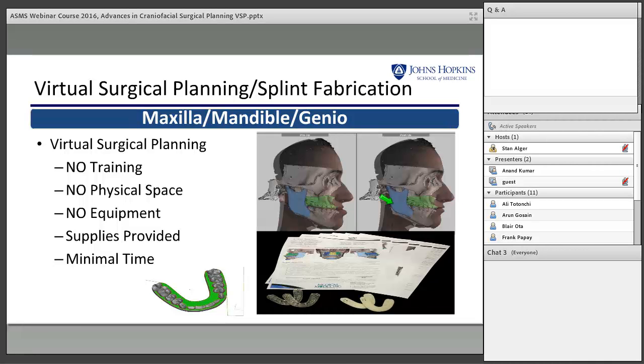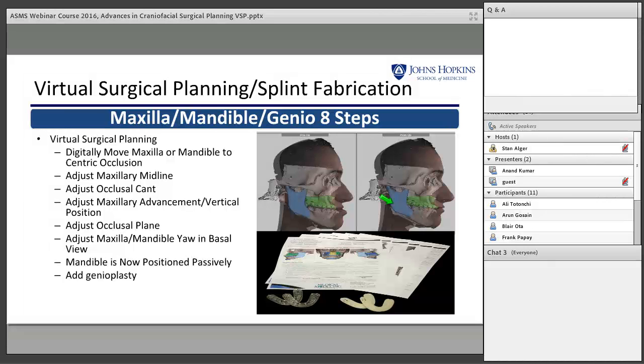And I think it's no surprise and no new knowledge that virtual surgical planning, in essence, requires no training. It requires no physical space. It requires, in essence, no equipment other than the occlusion bite registration and scanning of the bite. The supplies are provided by the manufacturer, and in fact, there's minimal time required for the fabrication of the splint.